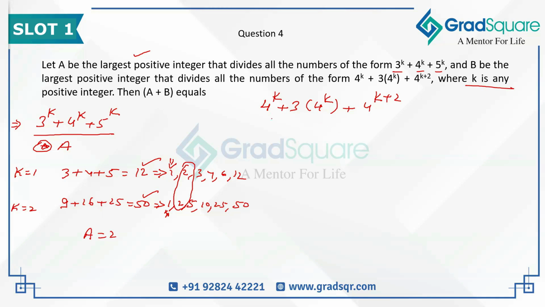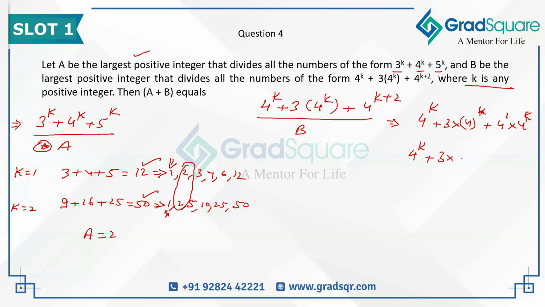Similar to this, we will try to look at this particular number, and that has to be divisible by B. If you look at the numerator a little more carefully, you will realize 4^k is a part of every term: 4^k, 3 times 4^k. And the last part, 4^(k+2), can also be written as 4 squared into 4^k. 4 squared is turning out to be what? 16.